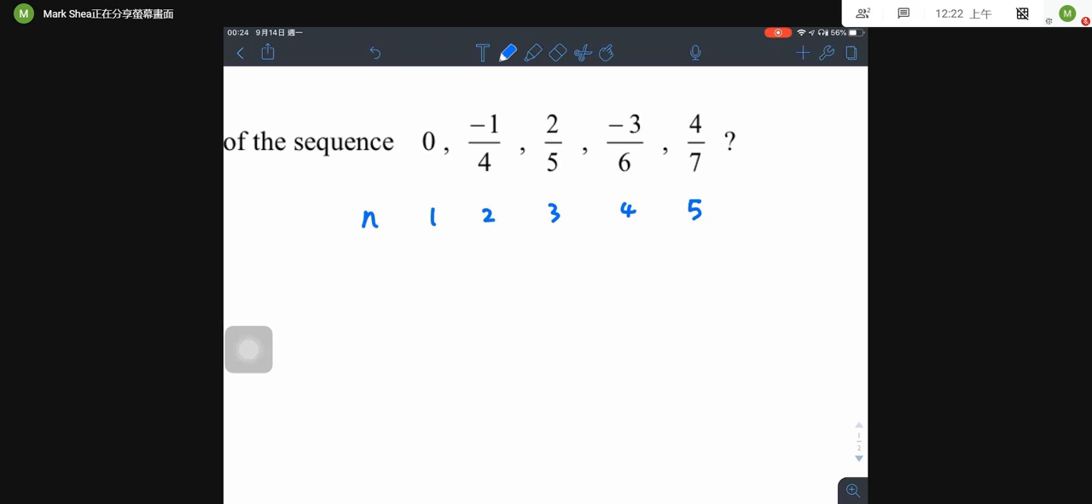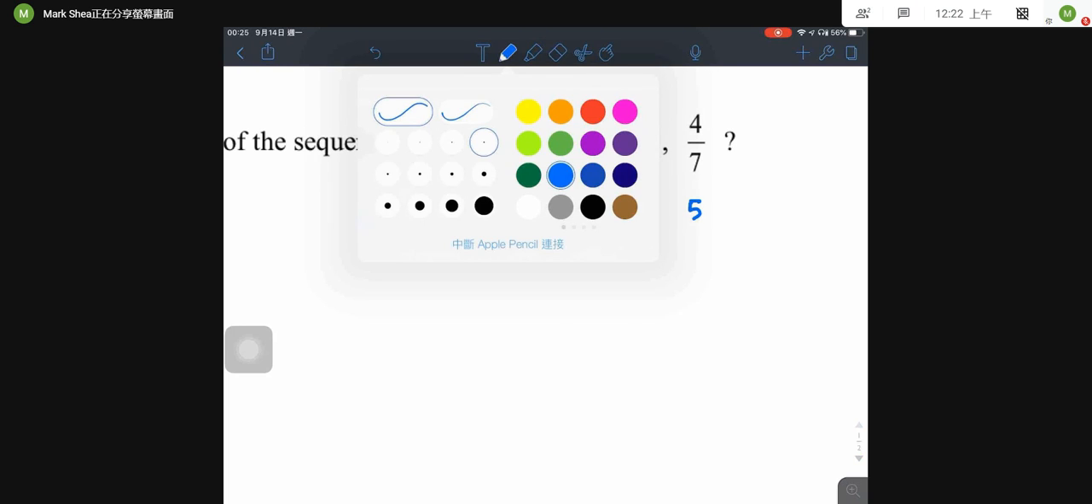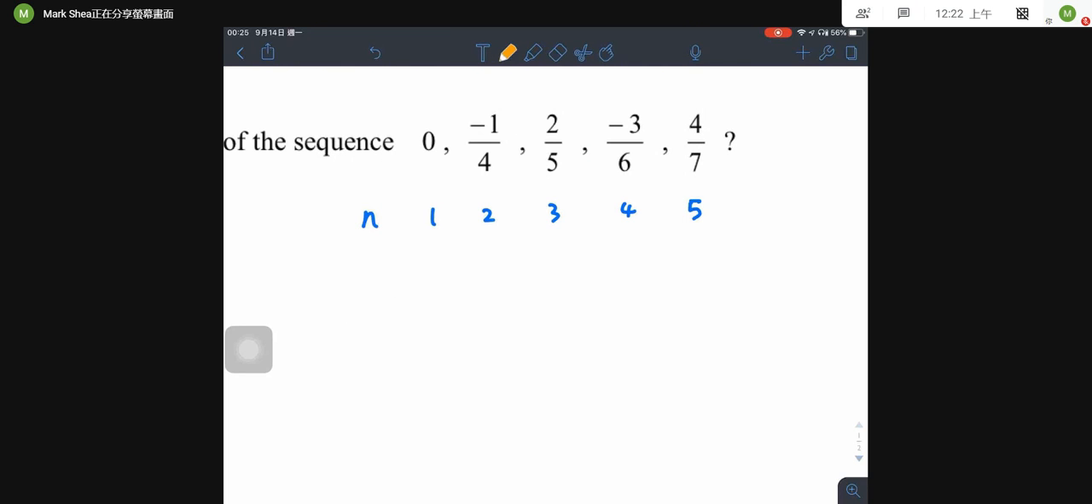For the first term, the value is 0. The second term, the value is -1/4. Then we need to observe the pattern or the relationship between the denominator and n. You can see that when n is 2, the denominator is 4. When n is 3, the denominator is 5. When n is 4, the denominator is 6. When n is 5, the denominator is 7. So it is quite clear that the denominator is given by n plus 2.